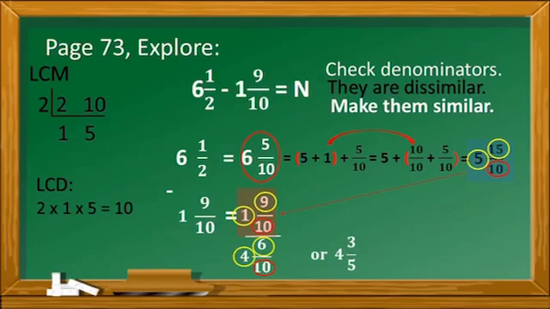4 and 6/10 is not yet in its simplified form because you can divide 6 and 10 by the common factor 2. 6 divided by 2 equals 3 and 10 divided by 2 equals 5. Therefore, 6 and 1/2 minus 1 and 9/10 equals 4 and 3/5.